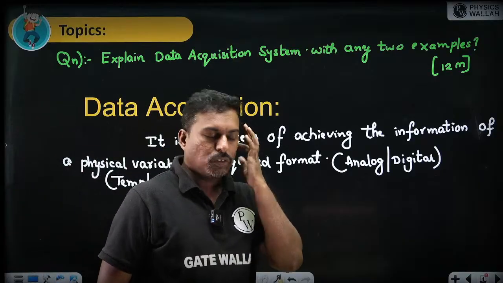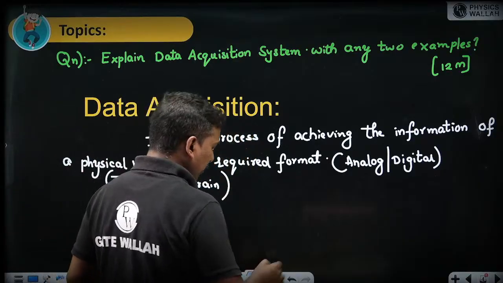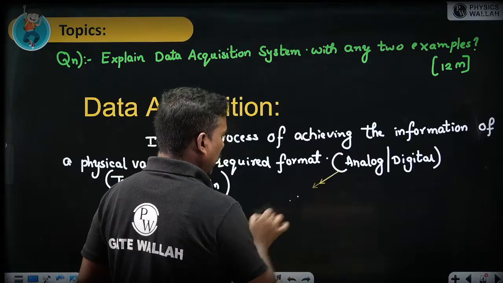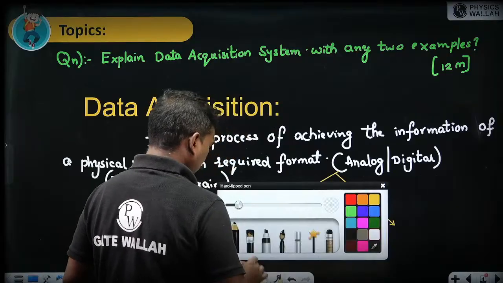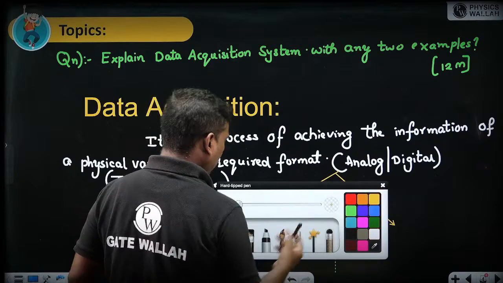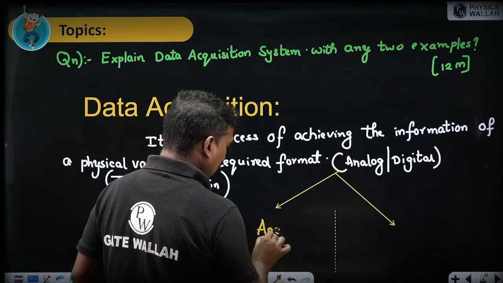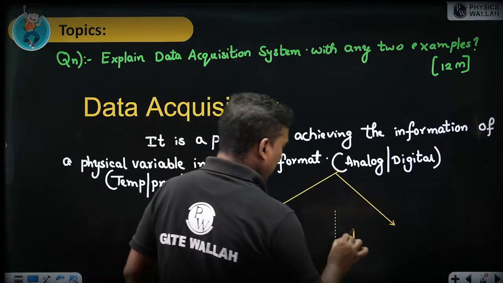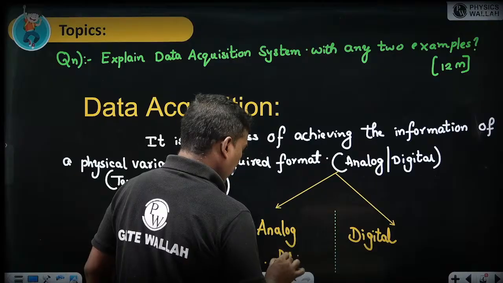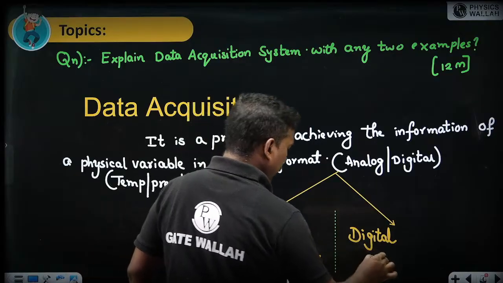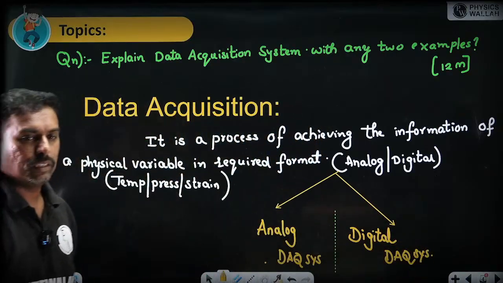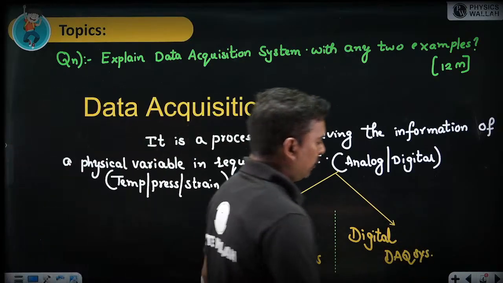Okay, so there are two types of data acquisition systems, my dear. One is the analog, other one is the digital. One is the analog data acquisition system, other one is the digital data acquisition system. Okay, so we'll see in detail now.